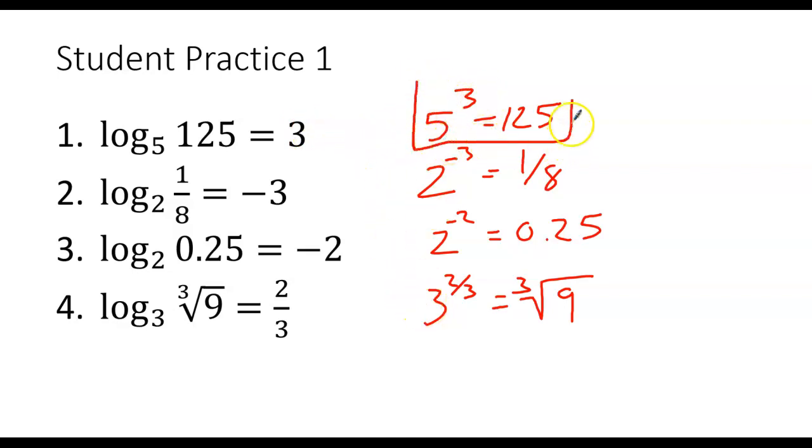This one's pretty obviously true, right? 5 to the 3rd power is 125. This one's maybe a little trickier to see, but 2 to the 3rd power is 8, and since it's negative, it's the reciprocal, so it's 1/8, so that one's true. This one's particularly strange, so let's look at this one here. 2 to the 2nd power is 4, right? But it's negative, so that means it's 1/4. And yes, in fact, 1 over 4 is equal to 0.25, and so we're good there.